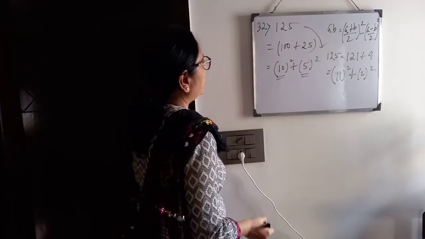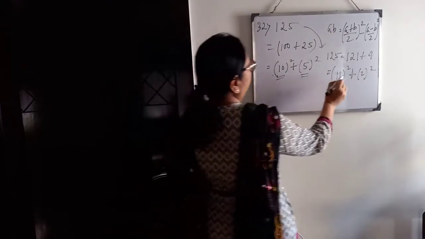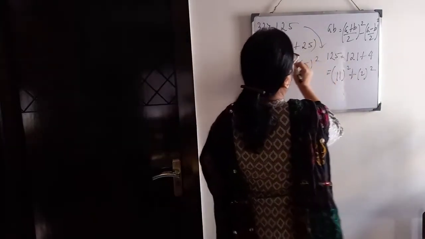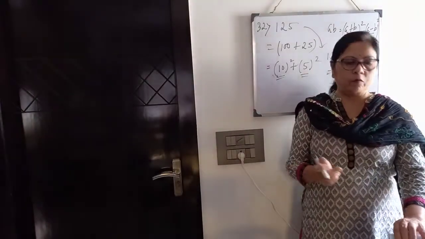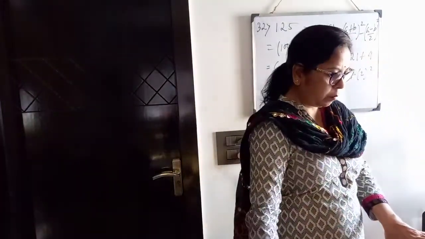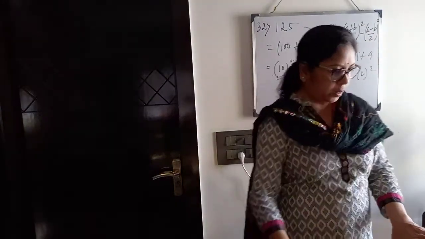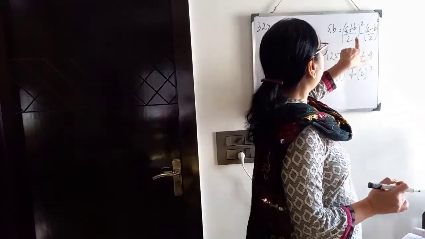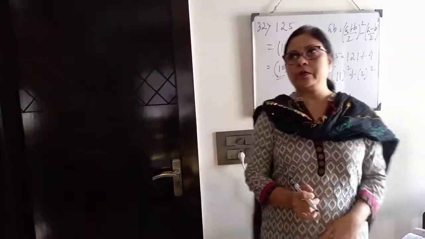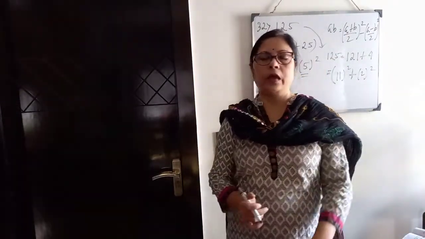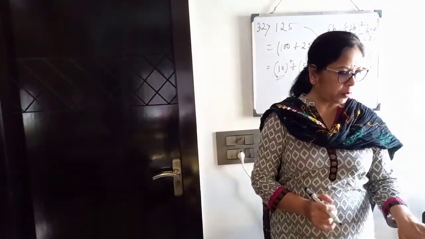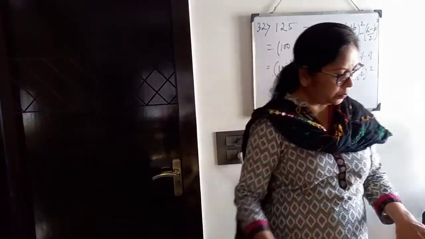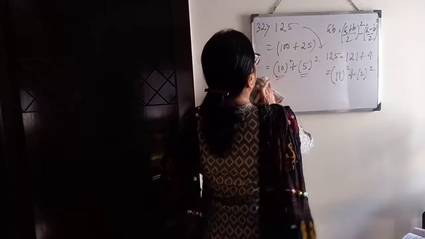Clear? Either you can write in this form or you can write in that form. 125, 100 plus 25 or 121 plus 4. Clear? But when it is written that express as the difference of two squares, then you will apply this formula, (a plus b by 2) whole square minus (a minus b by 2) whole square. Then next one, 33.